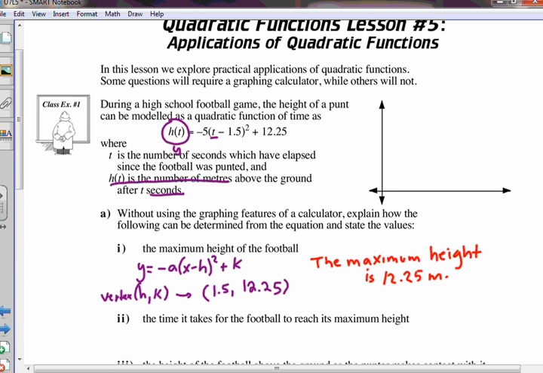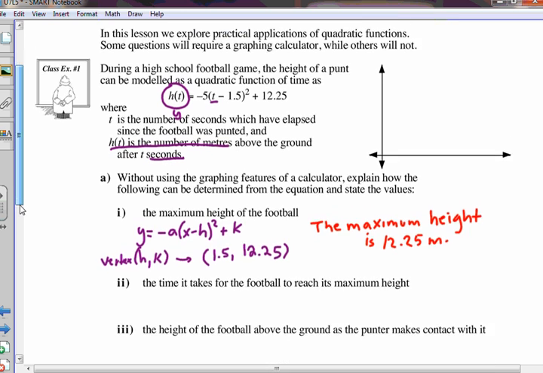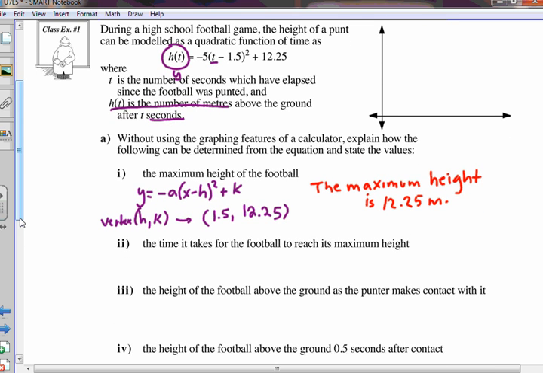Okay, so the time it takes to reach the maximum height. What time would it take to reach the maximum height? 1.5 seconds. That would be the x value, or your time. So remember, this is time, comma, height. So it would take 1.5 seconds to reach the maximum height.